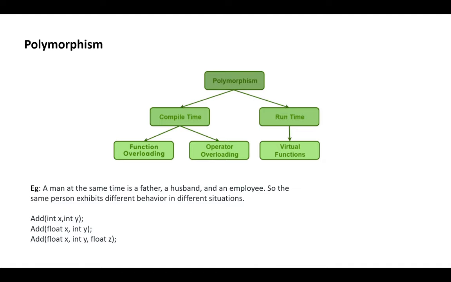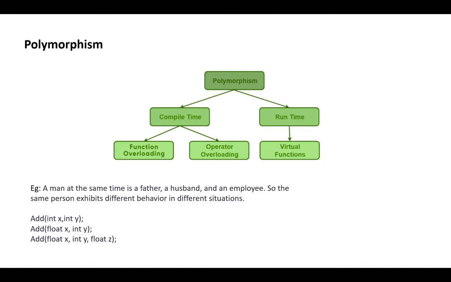And also we can take the example of the add function. So an add function with integer type parameters, or float and integer type parameters, or instead of having two parameters, three parameters, two with the float type and one with the integer type. So this way the add function behaves differently in different situations. So this is what polymorphism means.